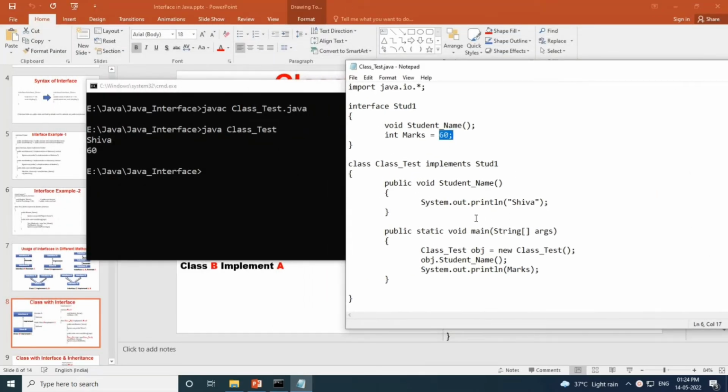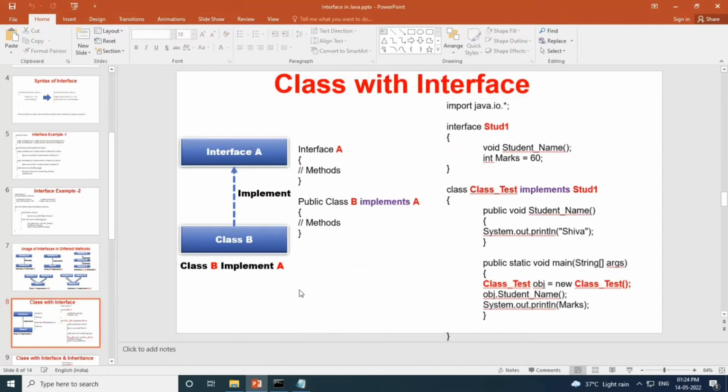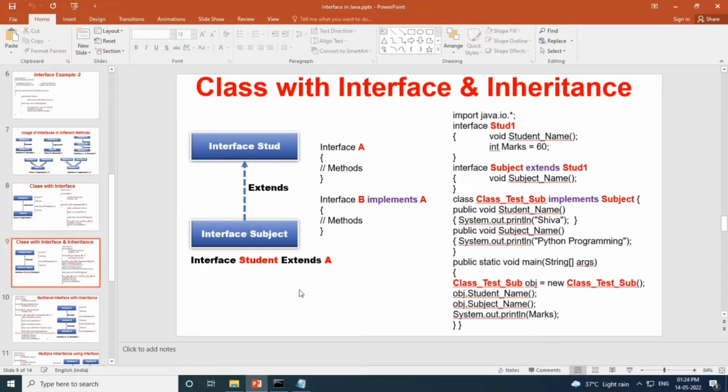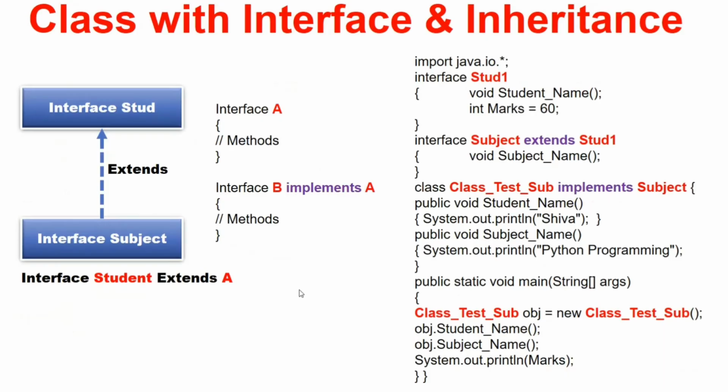The marks and the name both are combined together, and finally we will get the output. So this is one method of implementing an interface using a class. Now let's see another example.